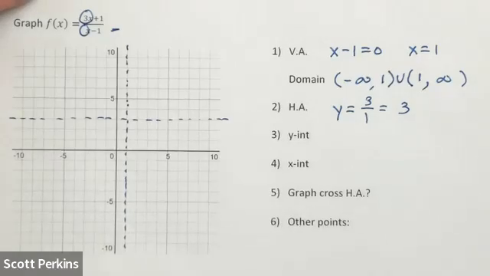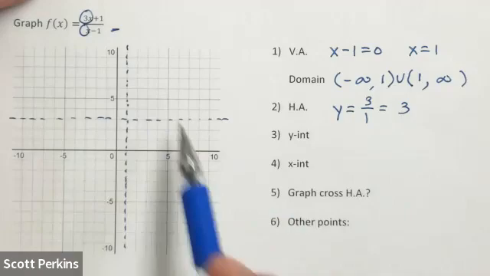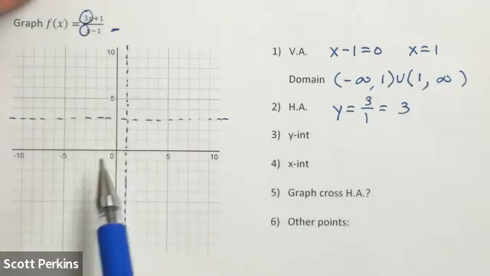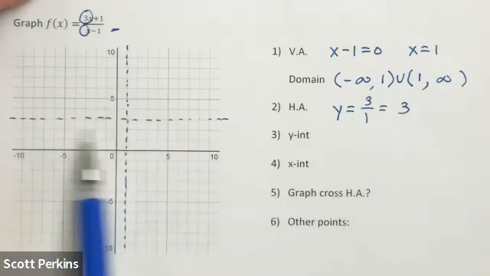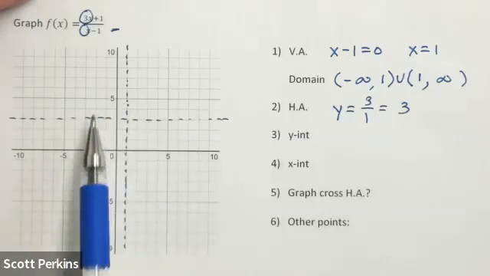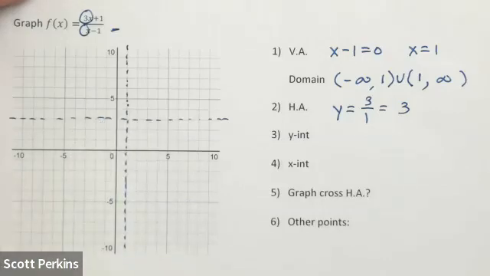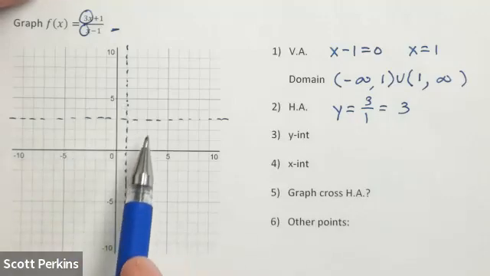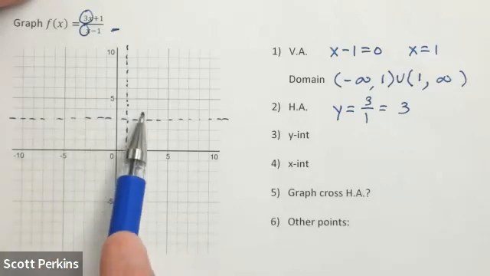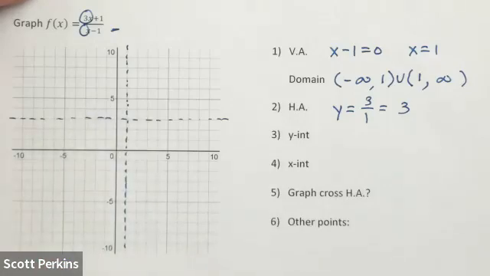The rest of this is just getting some points to get some reference so I can draw my sketch. I want to know where my y values are in relationship to the asymptotes. I also want to know, does my graph happen to cross the horizontal asymptote? Because again, horizontal asymptotes deal with the behavior the further away from the origin you get. It is possible for graphs to cross the horizontal asymptote closer to the origin.